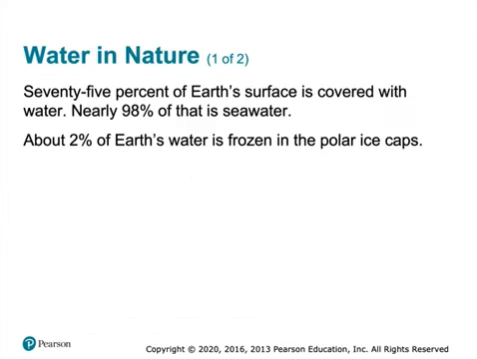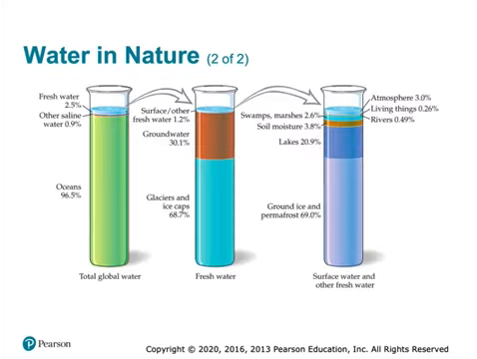And so about 75% of the Earth's surface is covered in water. Most of this is seawater, and we have about 2% of it frozen in the ice caps. So that's water in nature, and of the fresh water, most of it is in the ice caps. Then we have groundwater, surface water. You see here, we have very little in lakes and rivers.